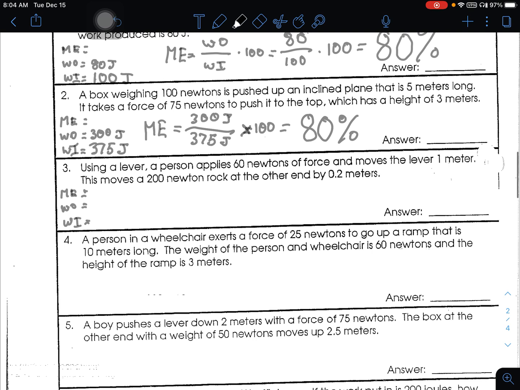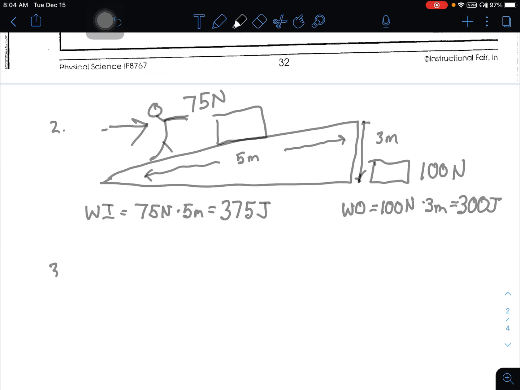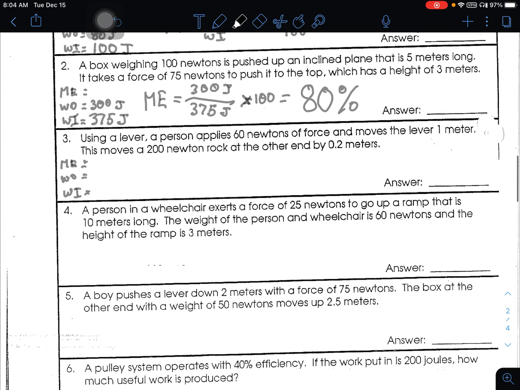Let's draw another picture. So if I do number 3 here, again, stick figure physics here. There's my person. My person is using a lever. Okay, I've got, what does it say I'm lifting?